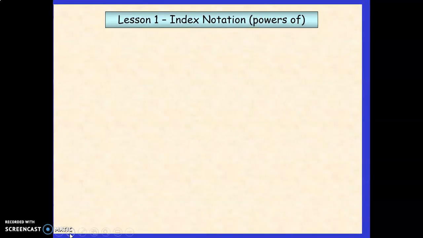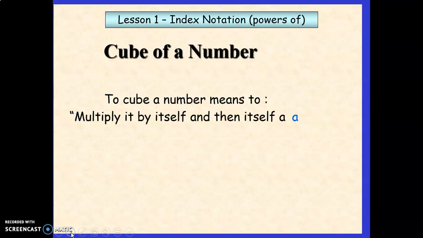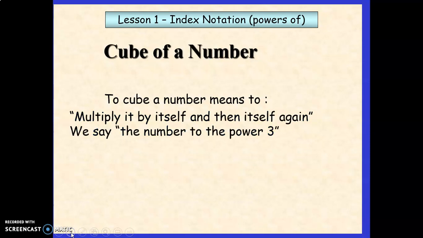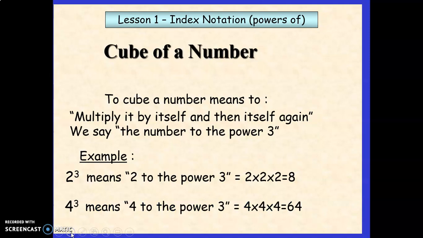Moving on from that, what we then look at is cubing a number. Okay, and again, hopefully everybody should know what that means already. To cube a number means to multiply by itself 3 times, or multiply by itself and then itself again. Another way of saying that is to the power of 3. For example, 2 cubed means 2 to the power of 3, which means 2 times 2 times 2, which is 8. 4 cubed means 4 to the power of 3, which is 4 times 4 times 4, which should give us 64. Okay.